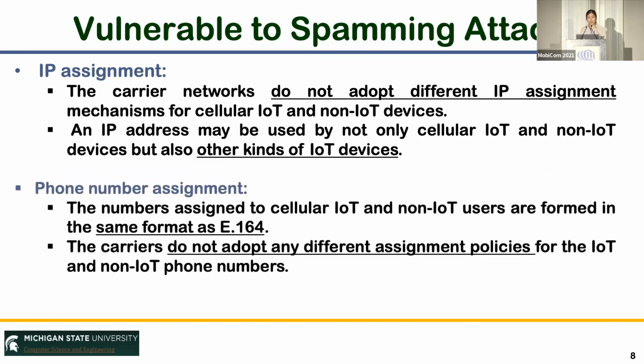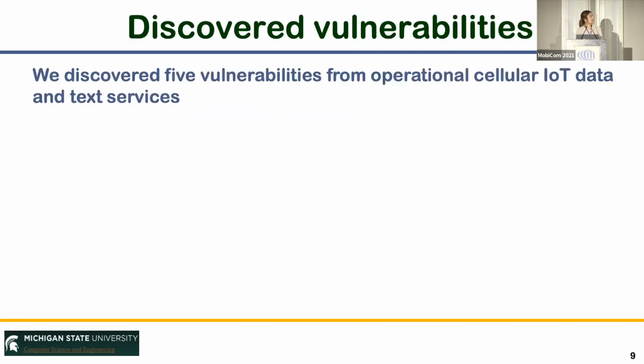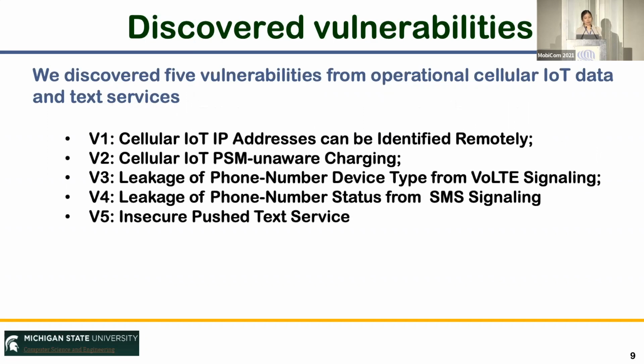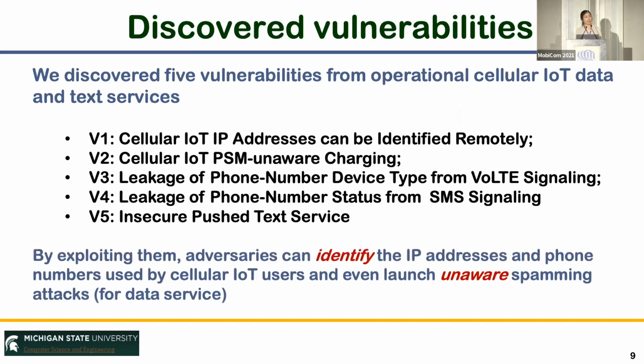To launch a text spamming attack, identifying the IoT's phone number is also a challenge, since the numbers assigned to cellular IoT and non-IoT users usually follow the same format, and the carriers do not adopt any different assignment policies for IoT and non-IoT phone numbers. So in this work, we discover 5 vulnerabilities from operational cellular IoT data and text service. By exploiting them, the adversary can identify the IP addresses and phone numbers used by cellular IoT users to even launch unaware spamming attacks.